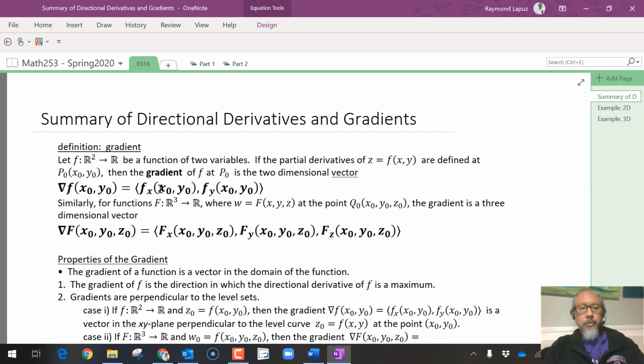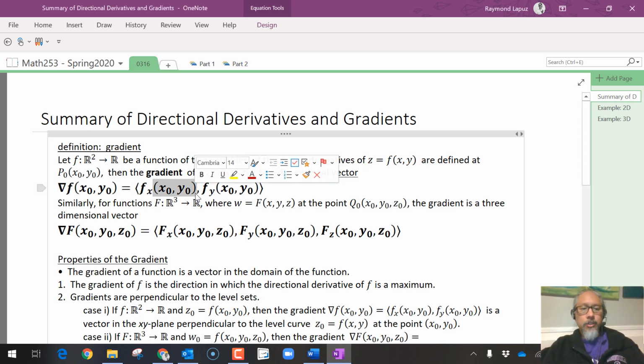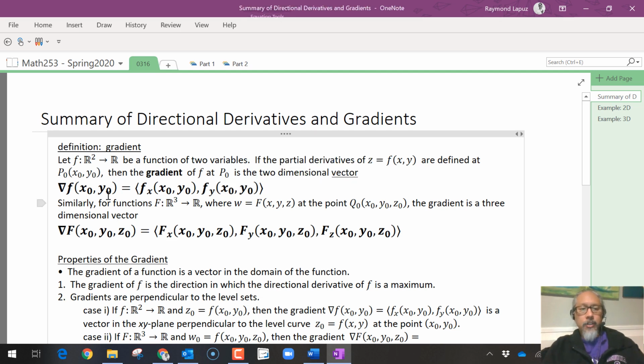So the vector is a two-dimensional vector. It has a partial with respect to x in the first component and the partial with respect to y in the second component. And if need be, it would be evaluated at x naught, y naught. Doesn't have to be, but if it is at a particular point, then you evaluate it.